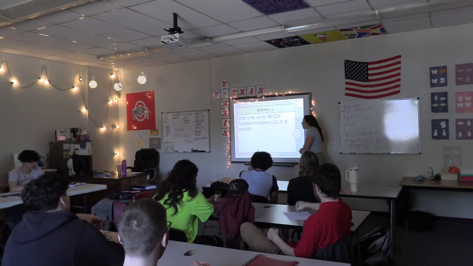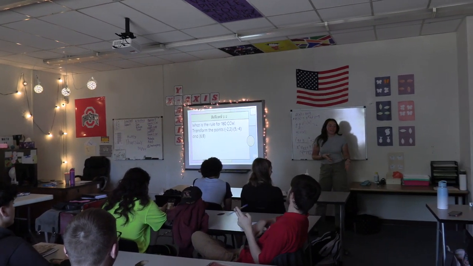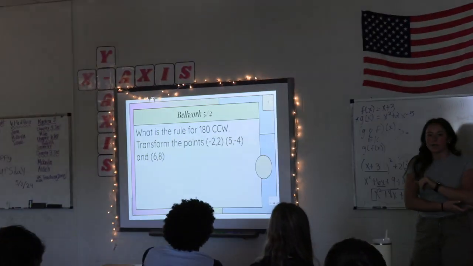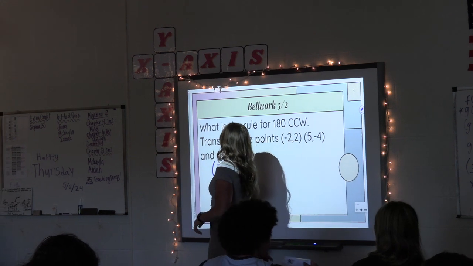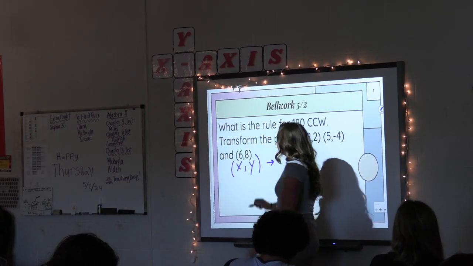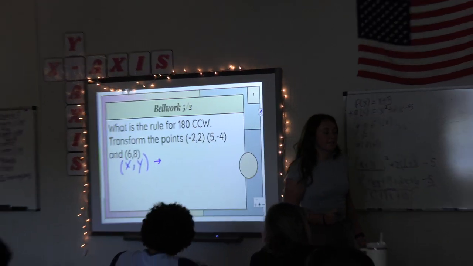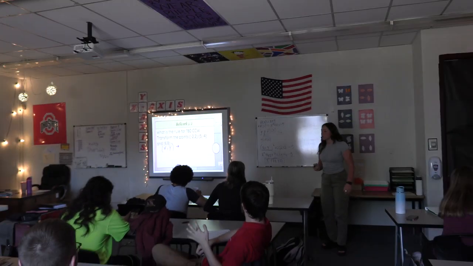All right, everyone, let's go over a bell work. So we want to start by finding the rule for 180 degrees counterclockwise. So we're starting with a point on a coordinate plane, it's (x, y). After we rotate it 180 degrees counterclockwise, what will that turn into?